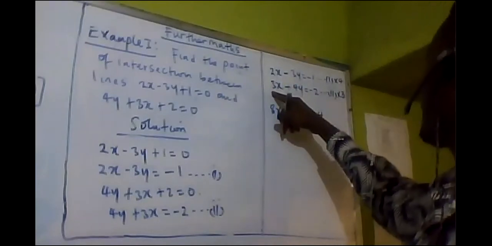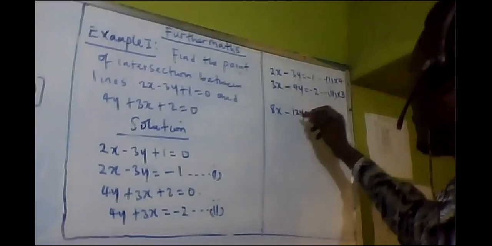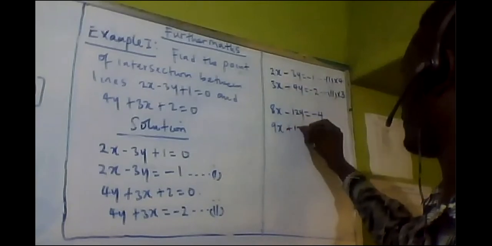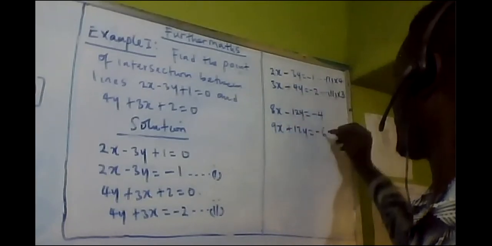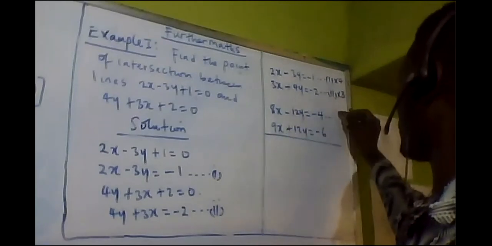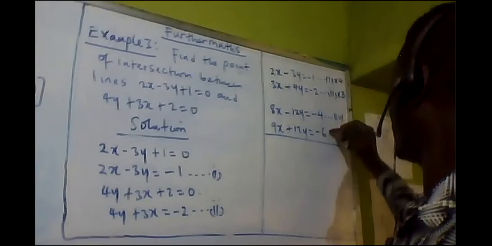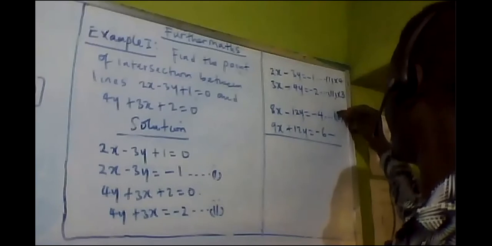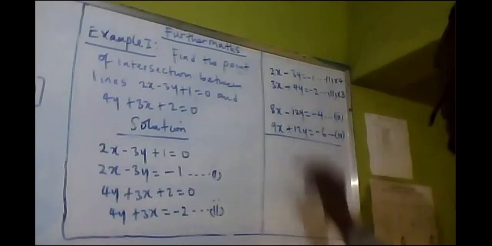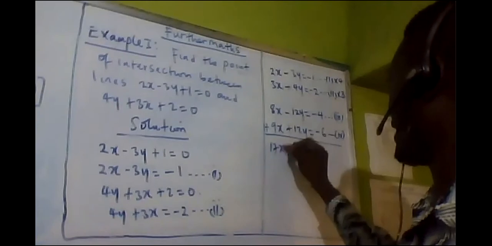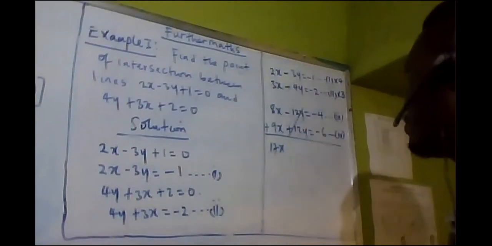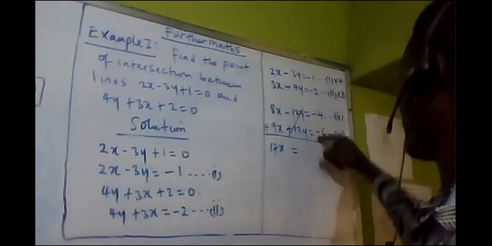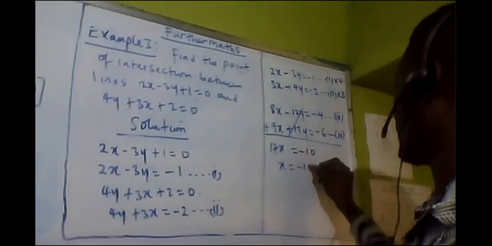3 times 3, 9x, 3 times 4, plus 12y, 3 times minus 2, minus 6. This should give us equation 4, and equation 3 is the one before. So add 3 and 4 together. This gives us 17x. Minus 12y plus 12y is 0. Minus 4 minus 6 gives us minus 10. So x is minus 10 over 17.